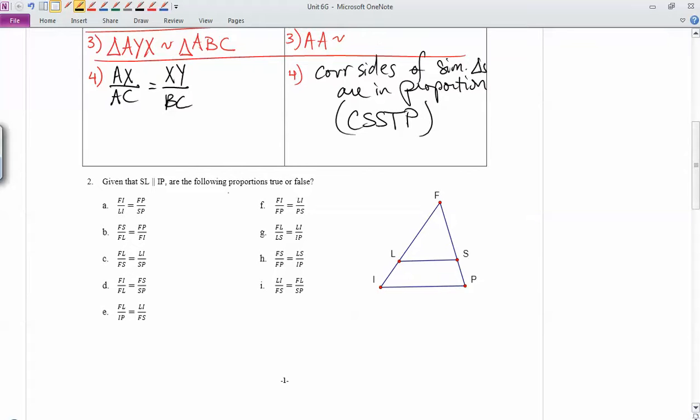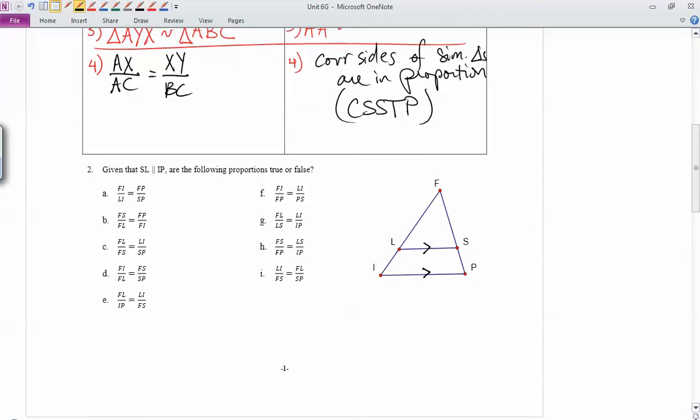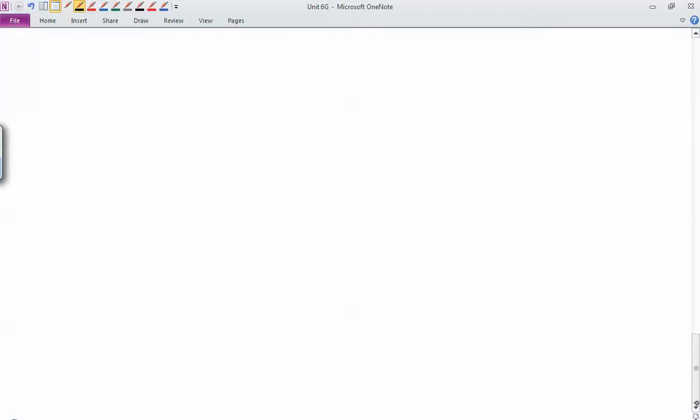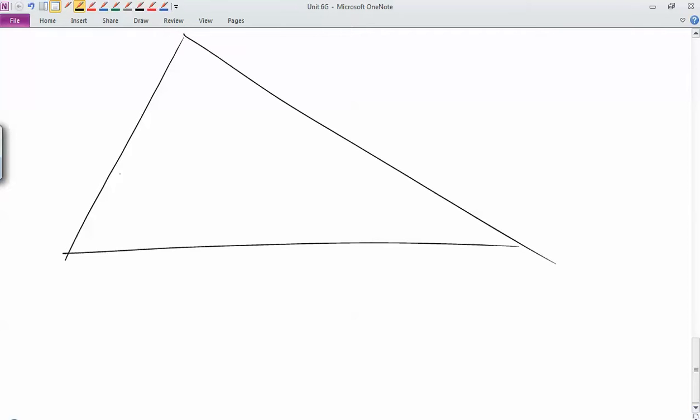So in this problem, they already tell you SL and IP are parallel. Okay. Now, we can prove some theorems about this stuff. I just kind of want to get you to the point where you have a good feel for what works and what doesn't work. So what I'm going to do is scroll way down here to where it's blank. And I'm just going to draw in a similar looking thing. So here's a triangle. Let's make this one longer. And then I'm going to draw a parallel right here.